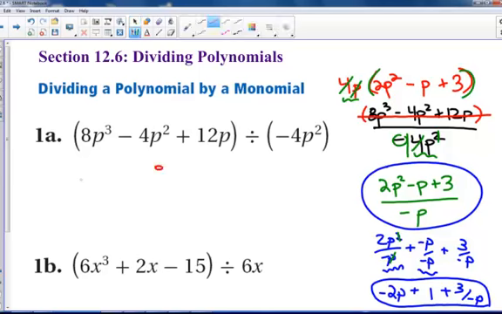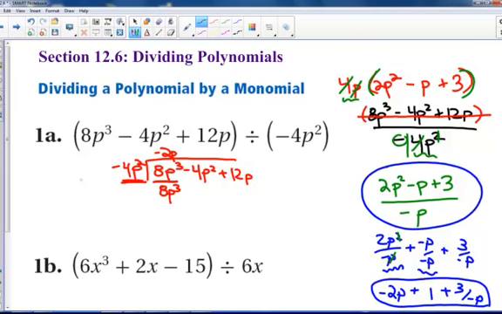So if I do 8p cubed minus 4p squared plus 12p, and then if you divide by negative 4p squared, we're trying to figure out how many times does negative 4p squared go into 8p cubed. So negative 4p squared times what gives 8p cubed? That'd be negative 2p. So when I multiply negative 2p times negative 4p squared, I get 8p cubed. And then with long division, you subtract and get 0.